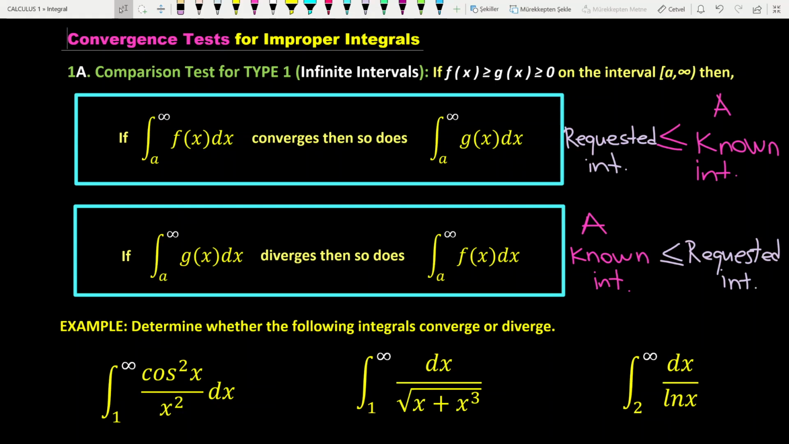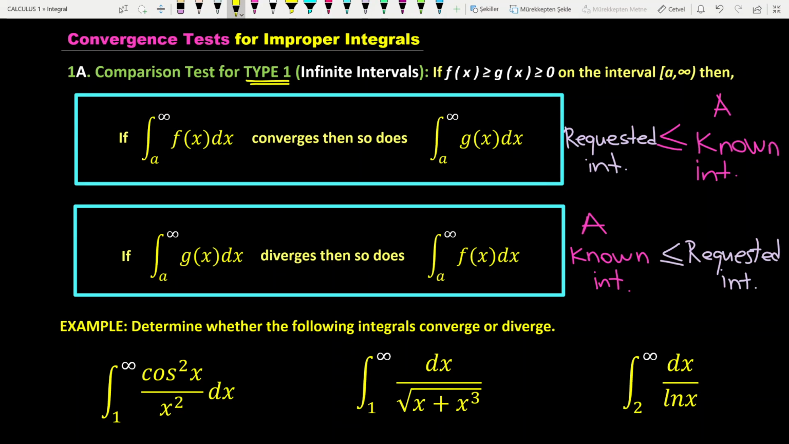When we cannot evaluate an improper integral directly, we try to determine whether it converges or diverges. The principal tests for convergence or divergence of improper integrals are the direct comparison test, limit comparison test, p-test, and q-test. We start from the direct comparison test for type 1 improper integrals.